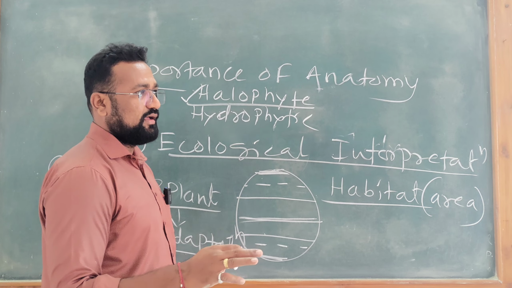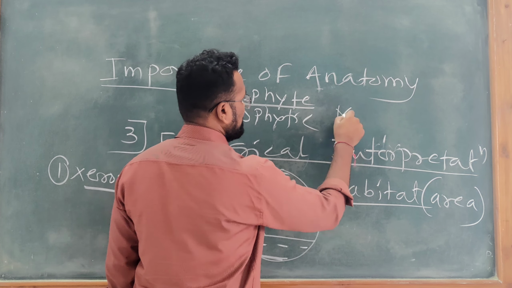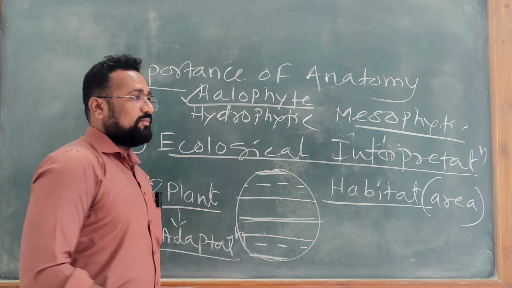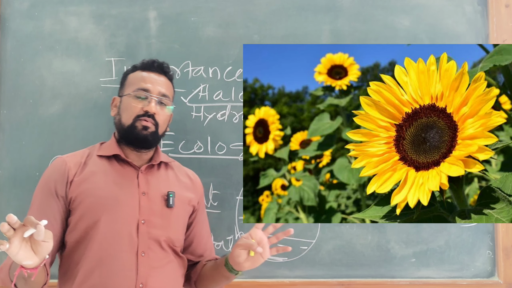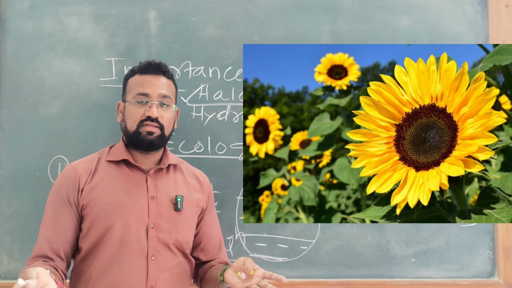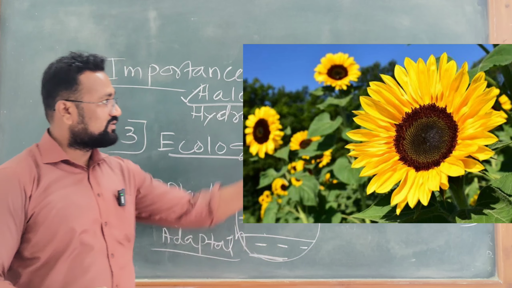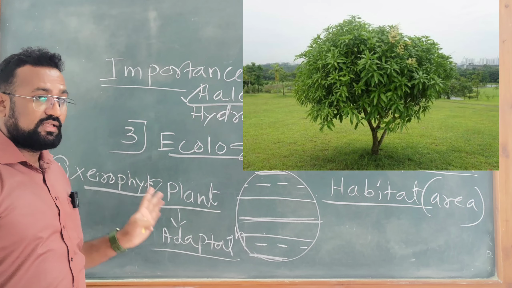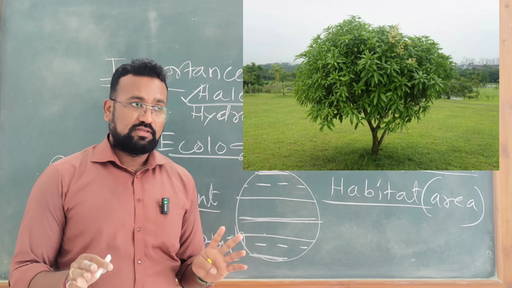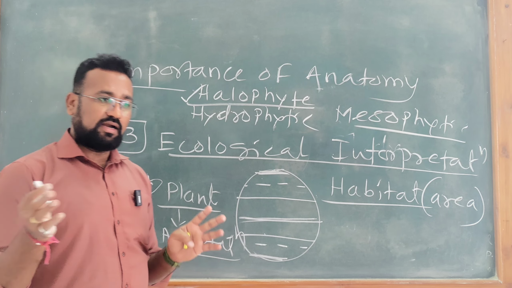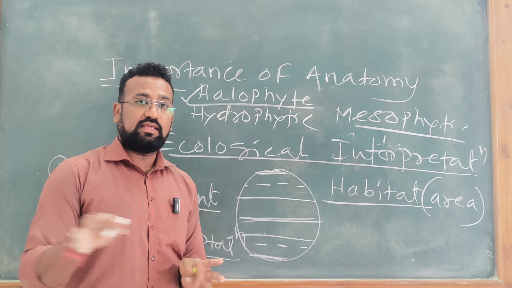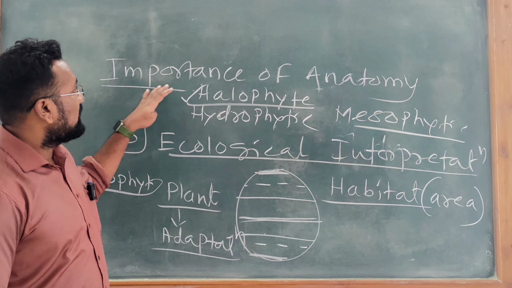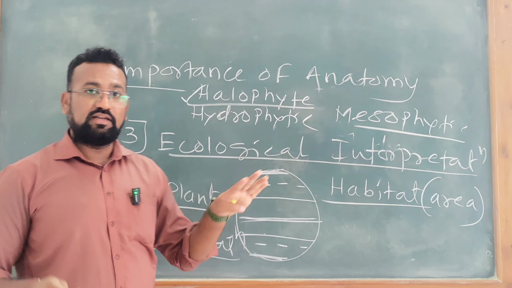And the normal plants surrounding us are mesophytic plants. A moderate amount of water, light and temperature is required for growth, and the plant happily grows there. But if you change the location of that plant, if you take a mesophytic plant, for example a mango plant, to a xerophytic area, that plant will definitely die. So according to the environment, plants show some anatomical features. By doing anatomical study, you can definitely highlight the importance of anatomy in ecological interpretation.